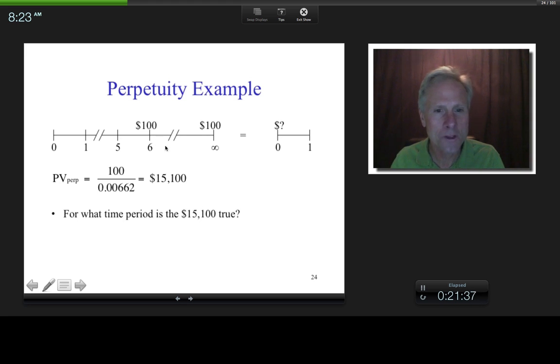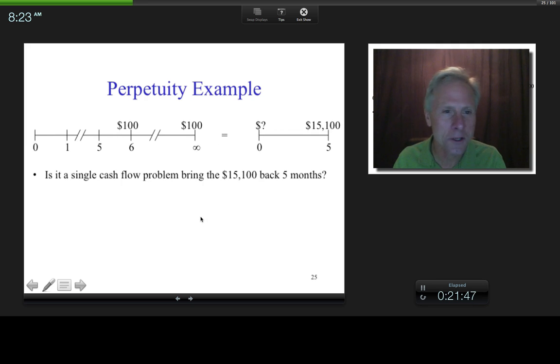So in other words, if the first 100 is at time 6, then this guy right here is true for what time period? Time 5, right? So if we see what that looks like, now we've basically said, all right, all of these hundreds beginning at time 6, assuming that effective monthly rate that we calculated, is mathematically identically equivalent to this 15,100 at time 5. But the question says, well, what is it worth at time 0?